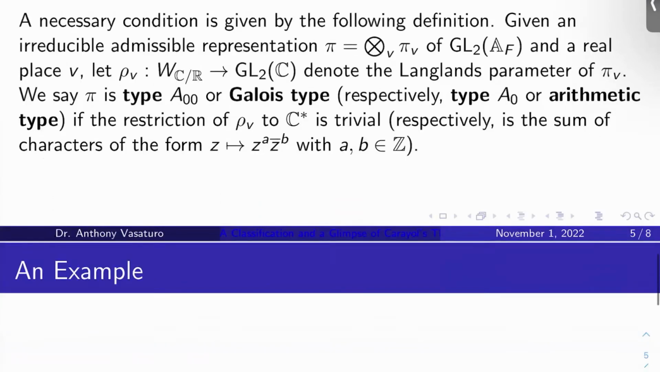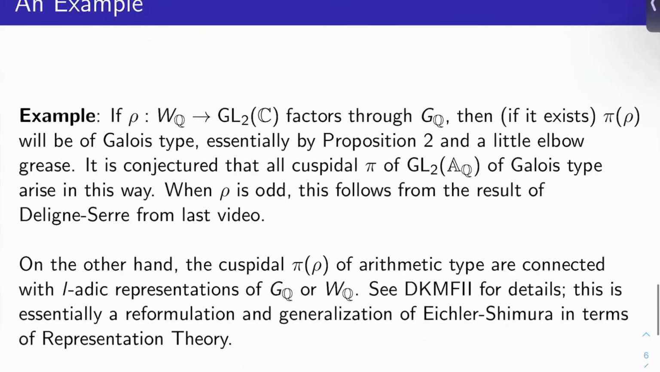Okay, so as an example, if rho from the Weil group of Q to GL2(C) factors through G_Q, the Galois group, then if it exists, because we don't know LRC holds, pi of rho will be of Galois type. Why? Well, if you go back to my previous videos and locate Proposition 2 and do just a little bit of work, put a little elbow grease into the situation, you get the result pretty quickly.